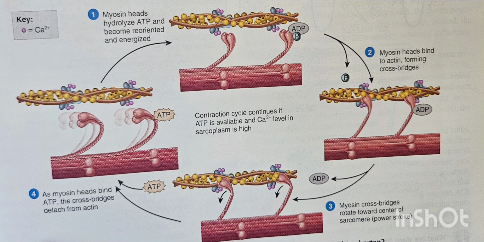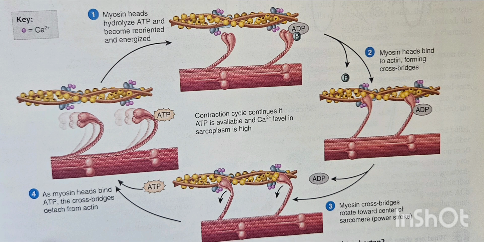Step 3 is the power stroke. After the cross bridges form, the power stroke starts. The site on the cross bridge where ADP is bound opens as a result. The cross bridge rotates and releases the ADP. The cross bridge generates force and it rotates towards the center of the sarcomere, pulling the thin filament past the thick filament towards the M line. The M line is in the middle of the filament.